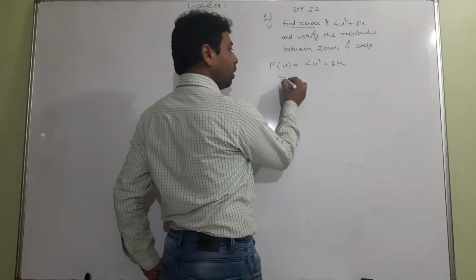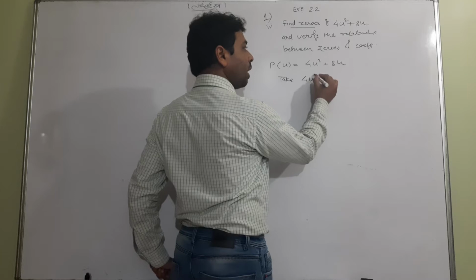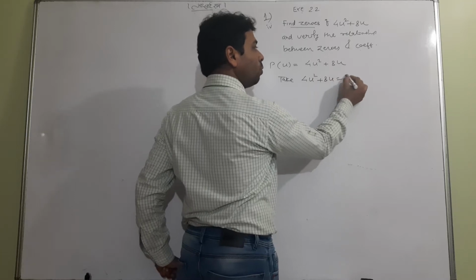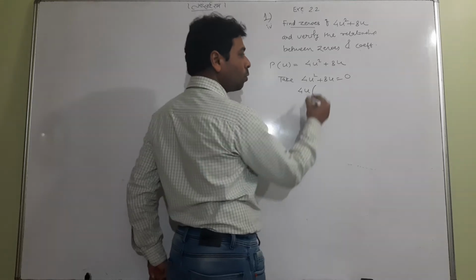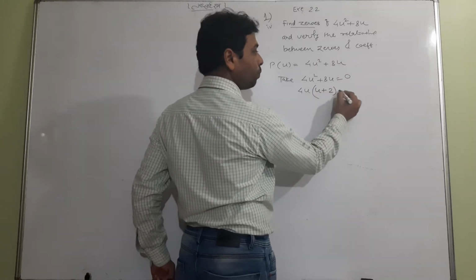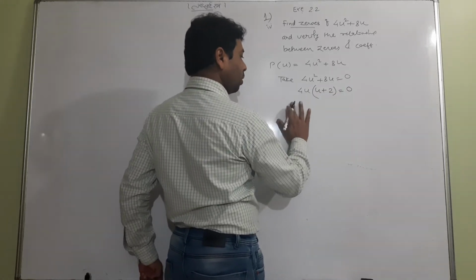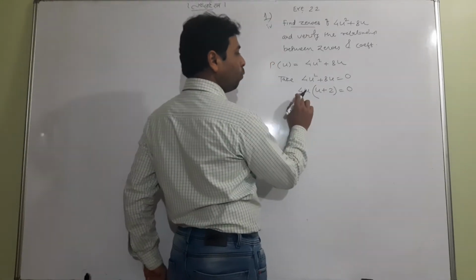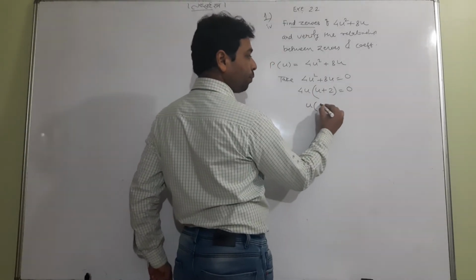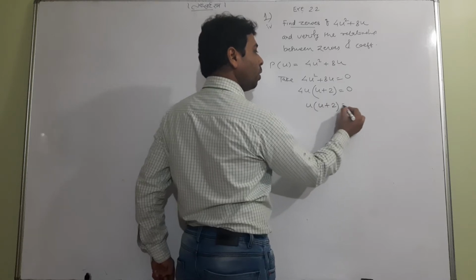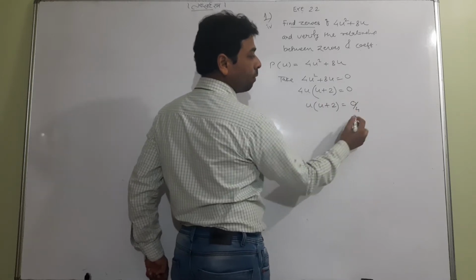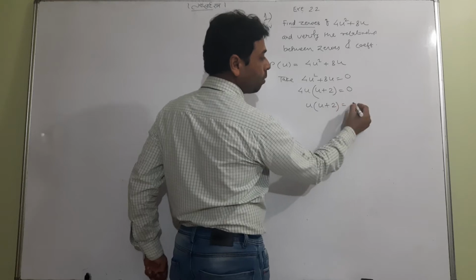So this time I would go with the same concept as you know it, equal to 0. So take out 4u common. So u will be here and it is u plus 2. First I would transfer the 4, because 4 is a constant value, to the denominator. Ultimately we will get 0.